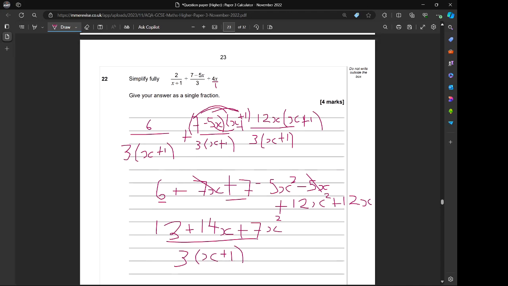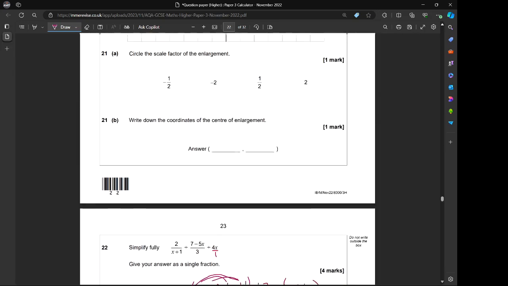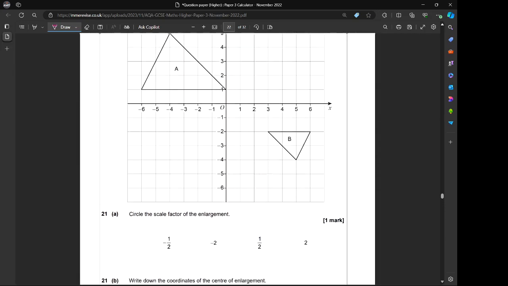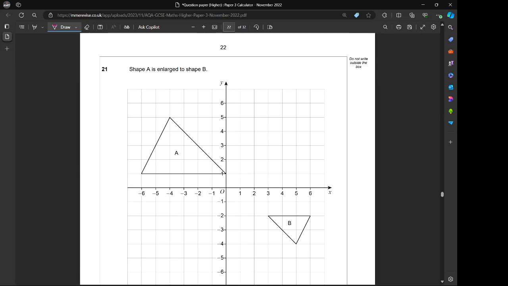Okay, so let's actually get back here. So let's actually try some more questions. Let's try question 21. Shape A is enlarged to shape B.